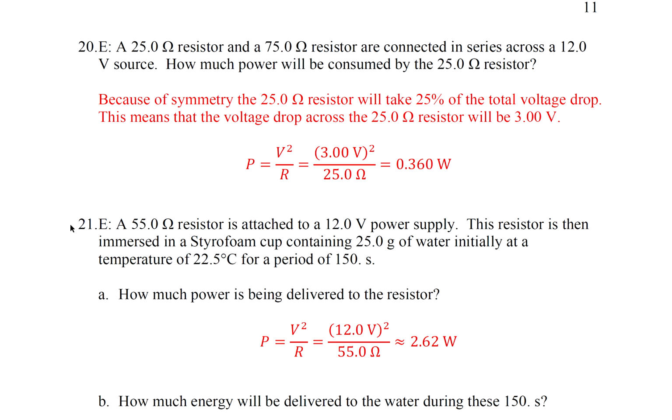So the 25 ohm resistor is going to take 25 over 100 of the voltage drop, which is going to be 3 volts, because it's a total of 12 volts. 25% of 12 volts is 3 volts.